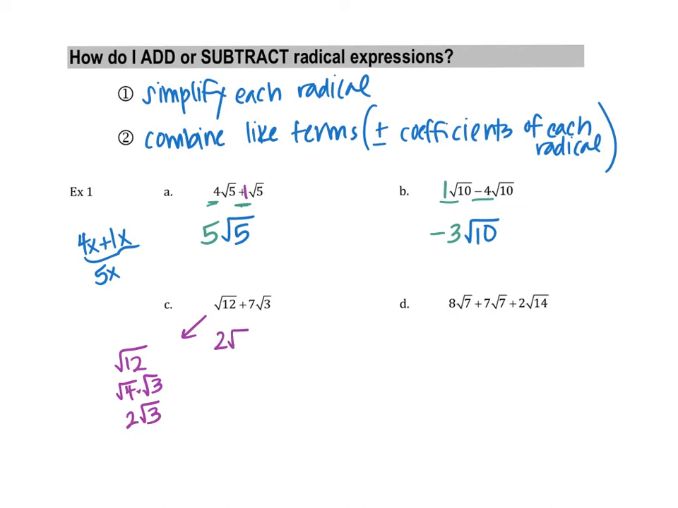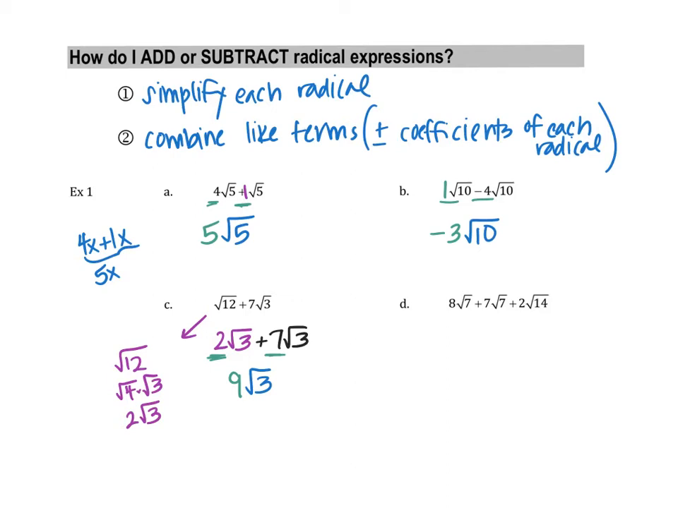So now I have 2 root 3 plus 7 root 3. Okay, now I have the same radical, so I'm going to combine my like terms. So I'm going to look at my coefficients of 2 and 7. Again, I have the same radical, so I can combine those. And so we're going to get 2 plus 7 is 9. So I get 9 root 3 as my final answer.